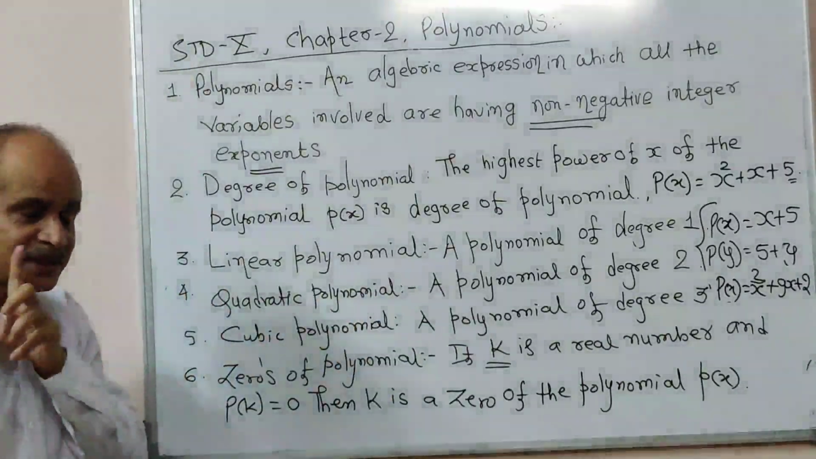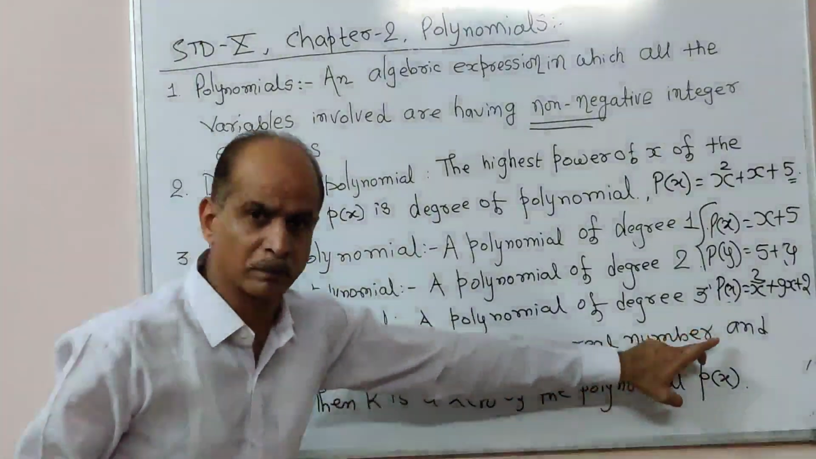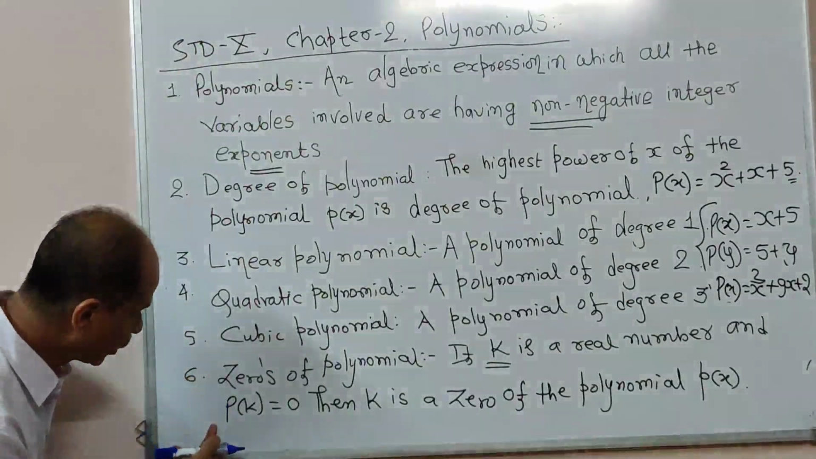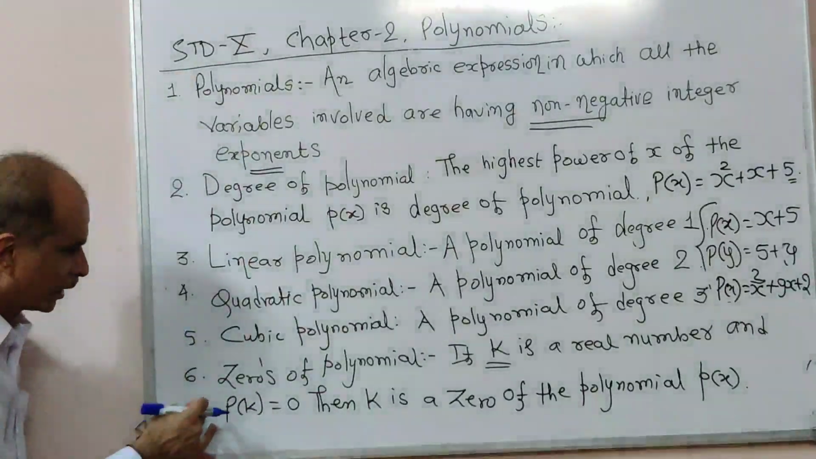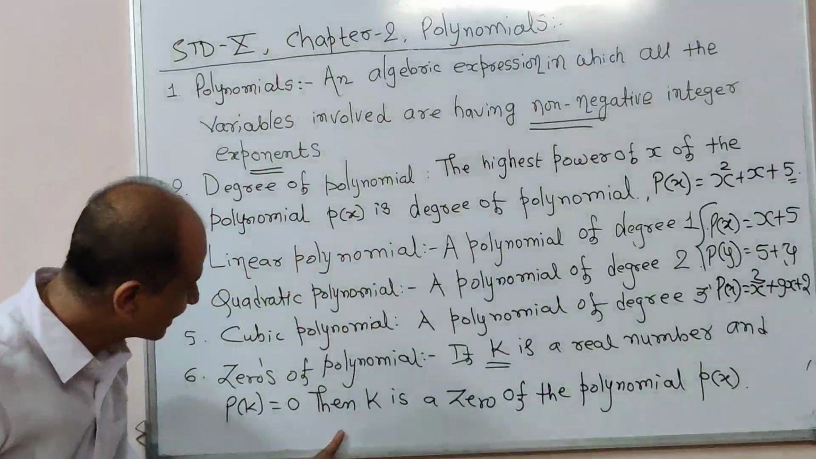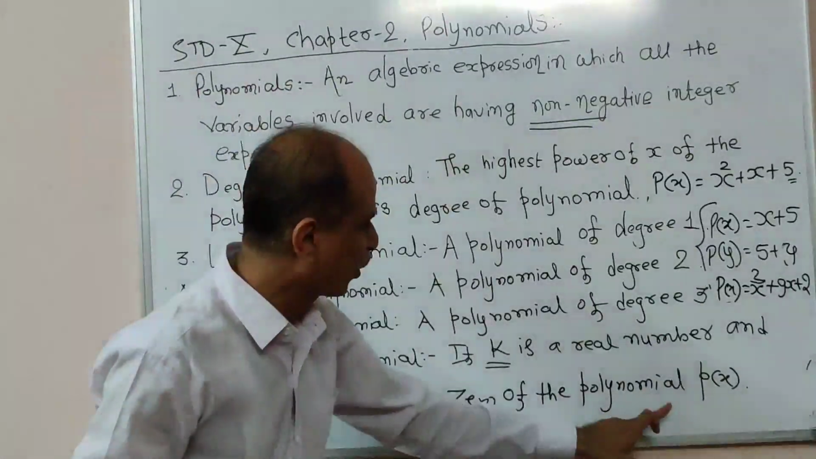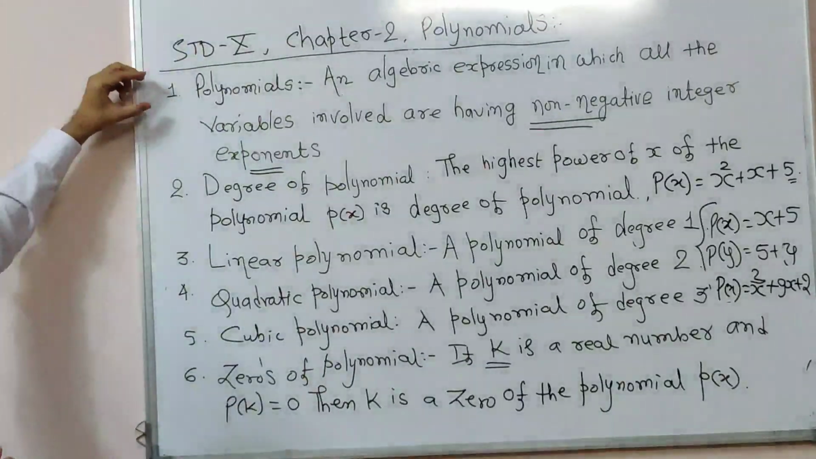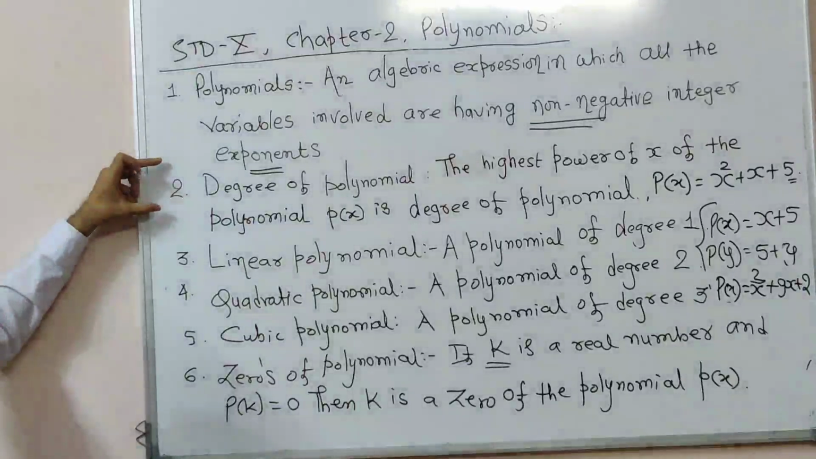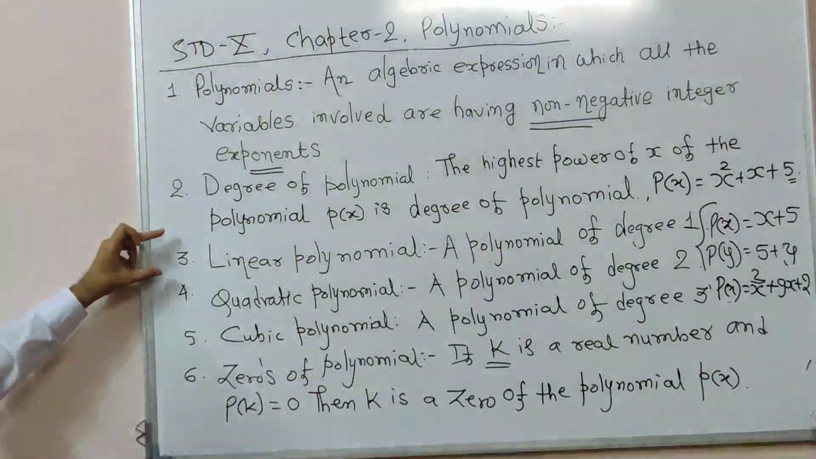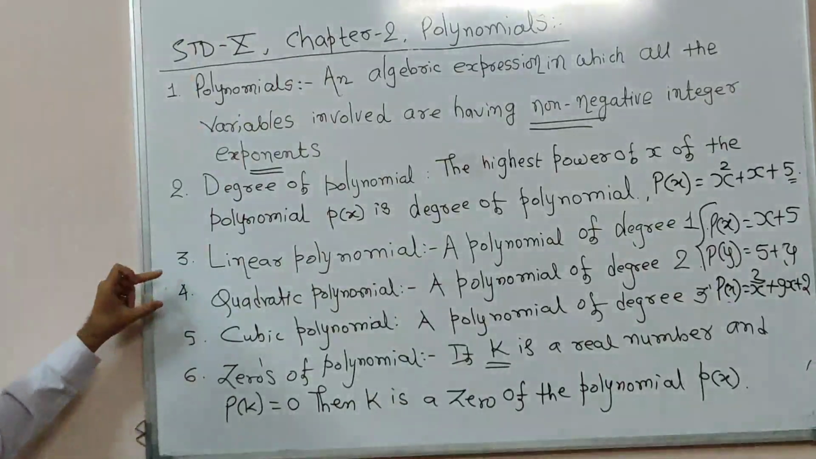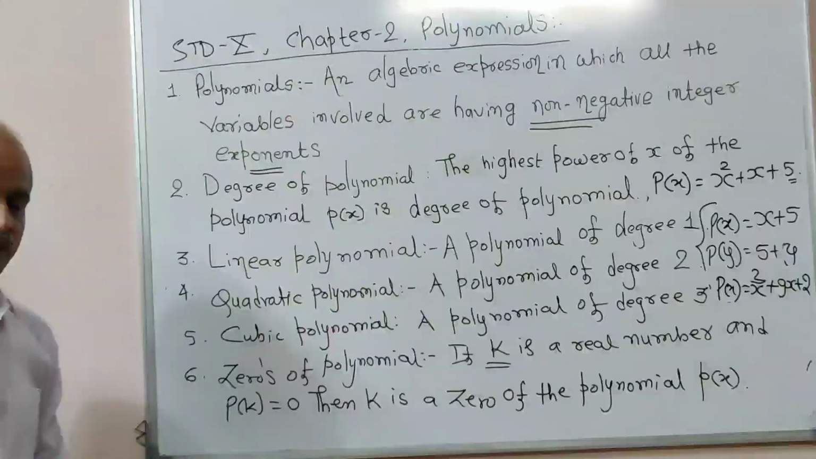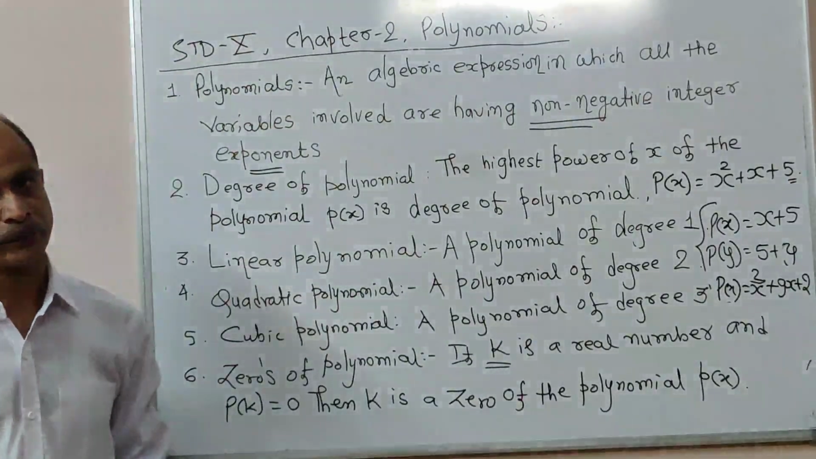Again, let me explain this definition. If k is a real number and you find the value of p(k), meaning the value of the polynomial at x equal to k, if it is 0, then we can say that k is a zero of this polynomial p(x). Well, so here we have discussed the first one, polynomial, then the second is degree of a polynomial, the third is linear polynomial, the fourth is quadratic polynomial, the fifth is cubic polynomial, and the sixth is how to find zeros of a polynomial.